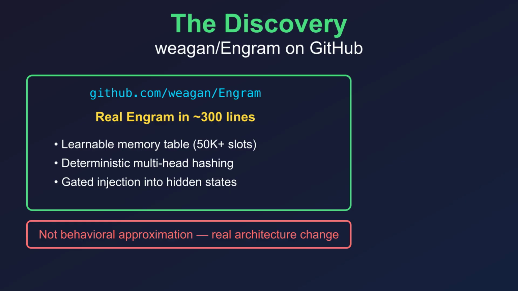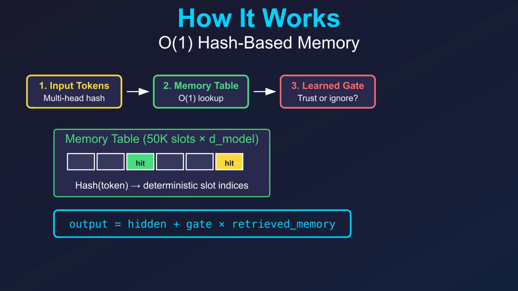Then we found weagan's Engram repo on GitHub. It implements real hash-based memory in about 300 lines. A learnable memory table, deterministic hashing, and a gate that decides when to trust the lookup. The EnhancedEngramModule hashes each token to memory slots using multiple hash functions. The lookup is O(1), constant time regardless of sequence length. A learned gate decides how much to trust each retrieval.